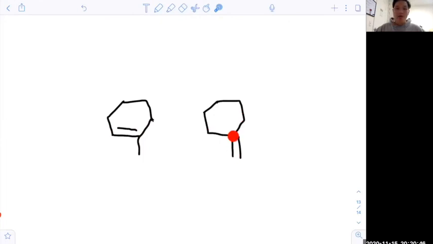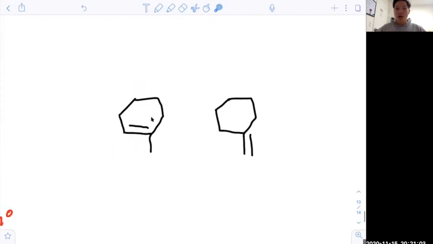So you can see how the substituents play a role. But also, if you take a look at this, the double bond is not as exposed as this double bond right here, which means it's going to be more substituted, which means it's more stable, and this is going to be the major product, okay?